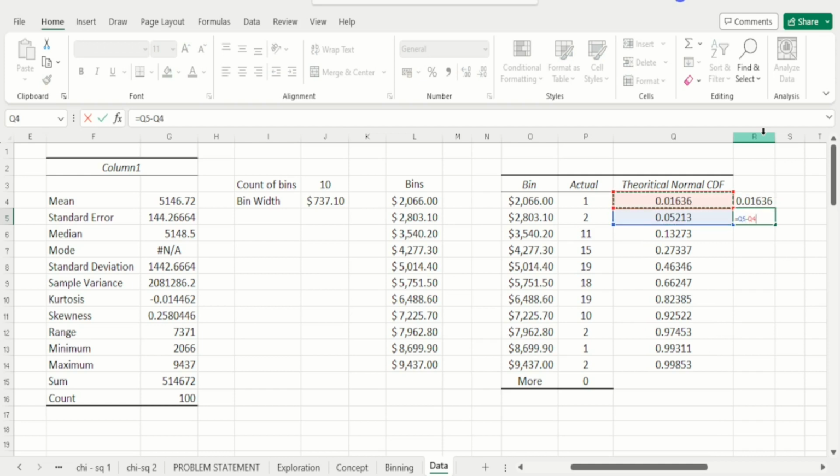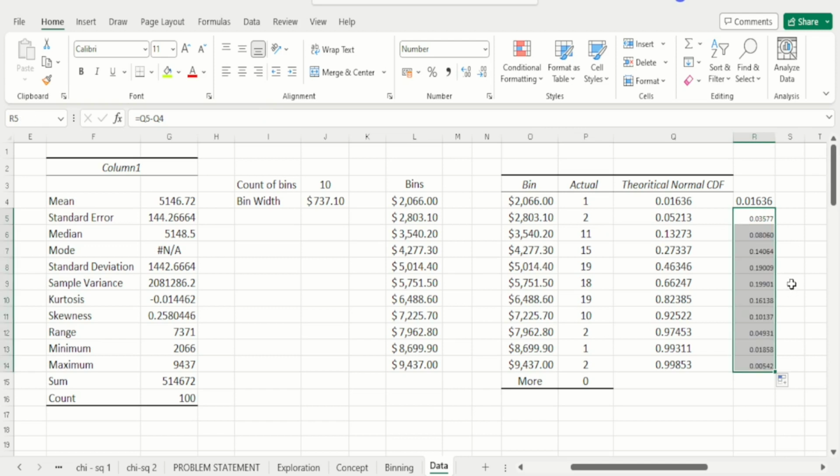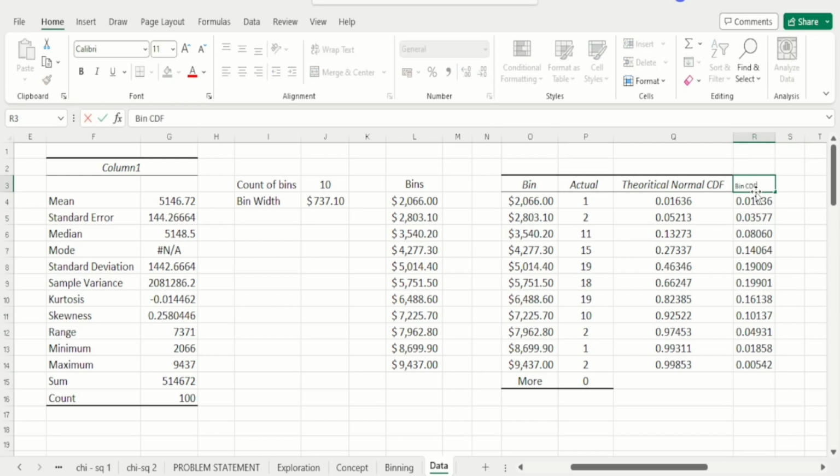Okay, so the cumulative distribution function of the current bin and the previous bin will give us the corresponding value for this particular class interval, and not going all the way back to the left hand edge, right? And if you drag it, you have the corresponding bin percentages, the bin cumulative distribution for each of those bins, right? And that's what we have right there. Okay, so what is this? This is the bin CDF that we have just calculated.